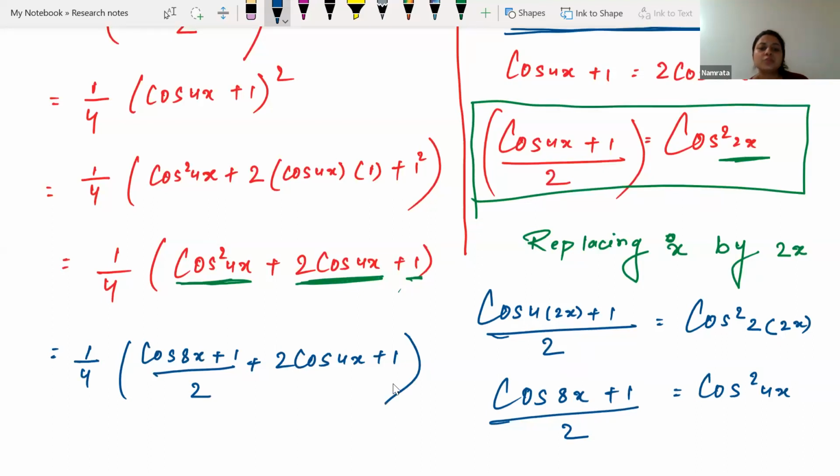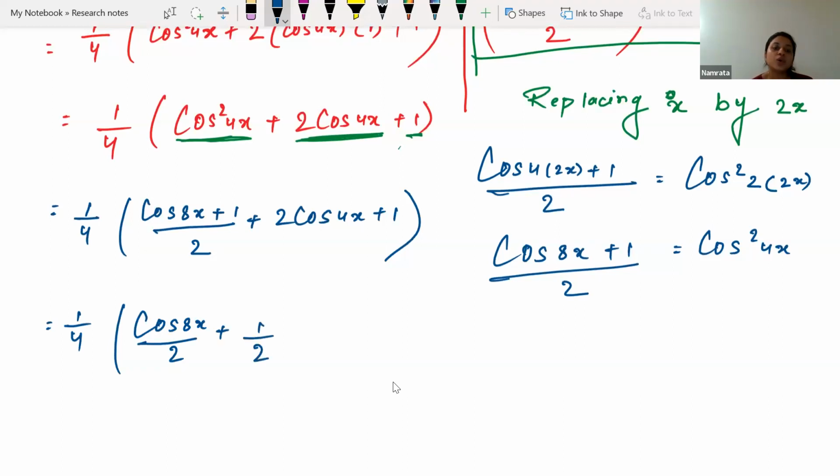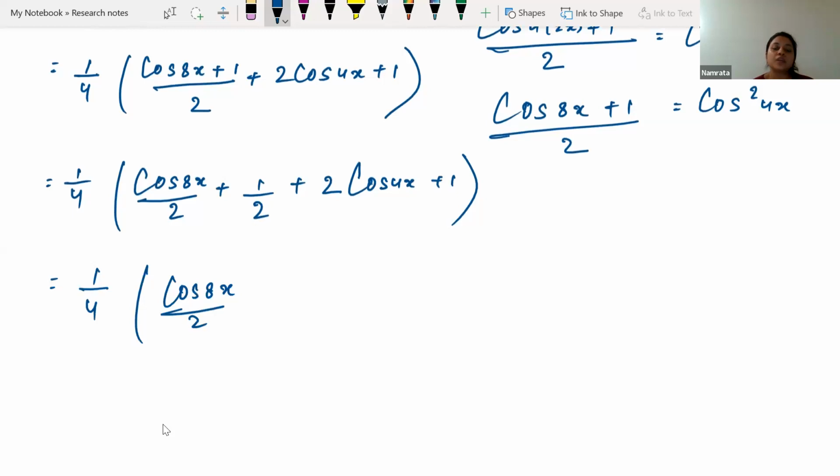Let's separate each and every term so that we can integrate it easily. So we will be having 1 by 4. Here cos 8x by 2 plus 1 by 2 plus 2 cos 4x plus 1. Here we can do the simplification by taking 1 plus 1 by 2. So we can write it as 1 by 4 of cos 8x by 2, and 1 plus 1 by 2 will be 3 by 2, plus 2 cos 4x.